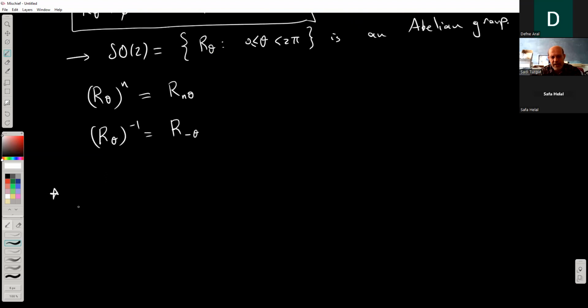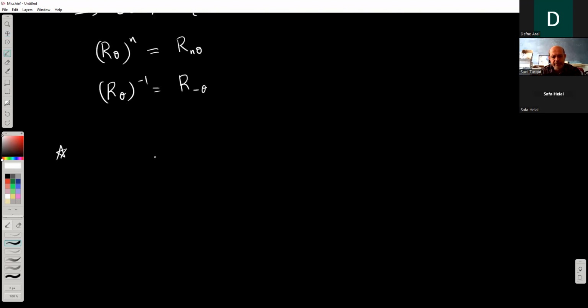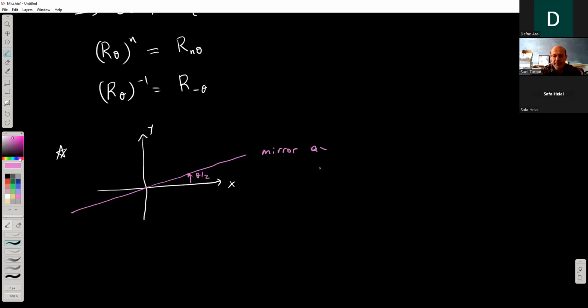So for J theta, I'm not going to show it in here because I don't have much time. But we can think of it like this. That's the x-axis, that's the y-axis. We think about some kind of line in here, where the angle is equal to theta over 2. This pink line is what we call the mirror axis, or mirror plane. Since this is a line, I can call it a line. In 3 dimensions, every mirror has a mirror plane.